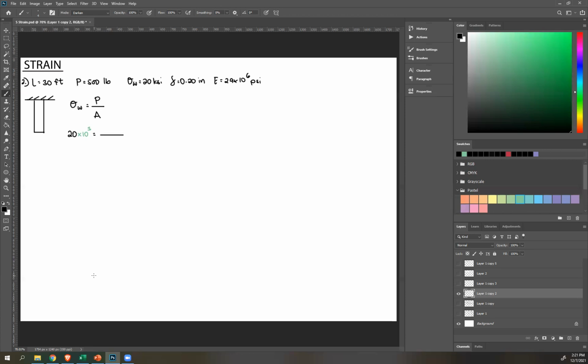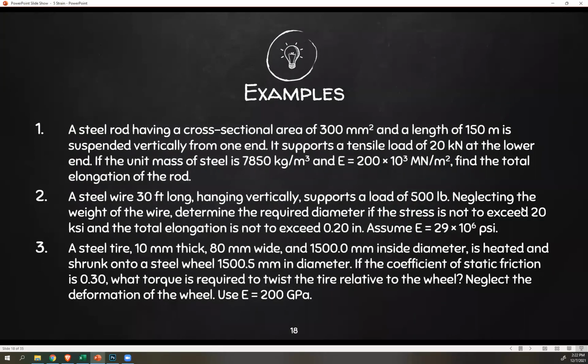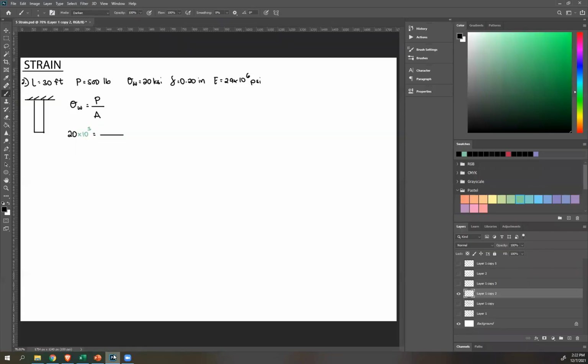Okay, very good. Everyone got it correct. Yes, it's only 500 because it was mentioned here, neglect weight of wire. You can just ignore the weight. So it's just 500. Okay, very good. And then A. This is a wire. What's the cross-sectional area of a wire? What's the equation? Anyone? Equation for a cross-section of a wire.